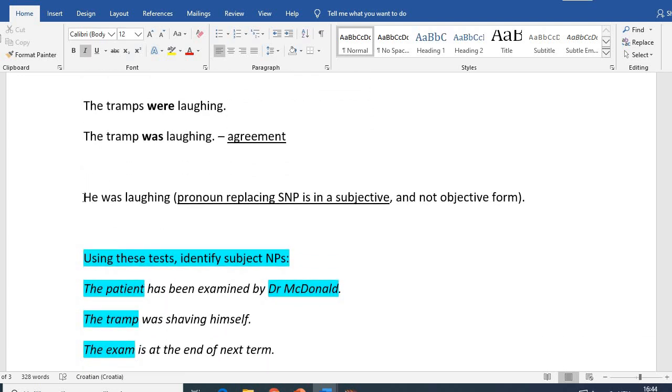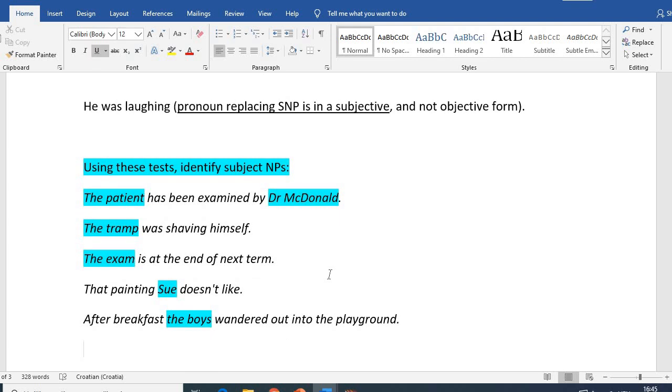And also, if you have a pronoun instead of the noun phrase, again, that pronoun will appear in its subjective and not objective form, meaning him in this case. So I guess it will be easy for you to identify subjects in these sentences. Well, is it? What's wrong with this first sentence? So the patient has been examined by Dr. McDonald.